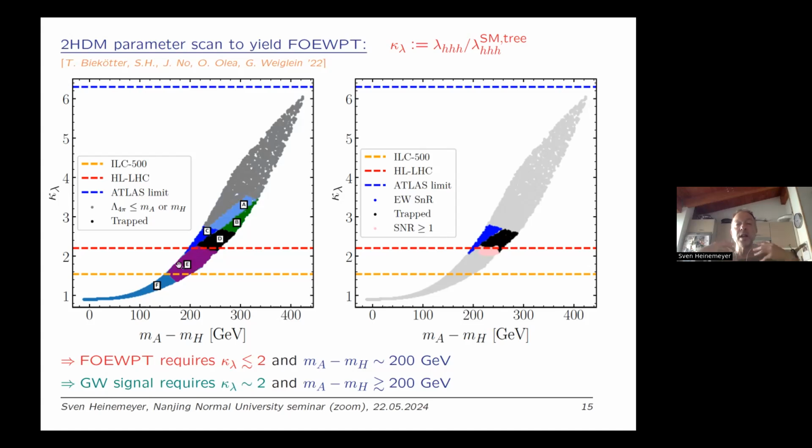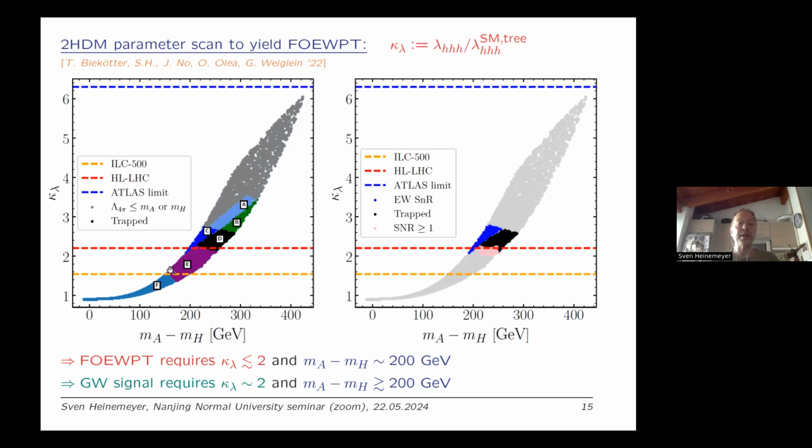So we need large kappa lambda values, large deviations from the standard model value here, which are caused in our case by higher order corrections. I'll come back to this later, that we can get these larger values. This line is the current limit coming from ATLAS. CMS has a similar limit at 6.3. This is the upper limit that can be reached at the HL-LHC, provided that kappa lambda is equal to 1, that the standard model value is realized.